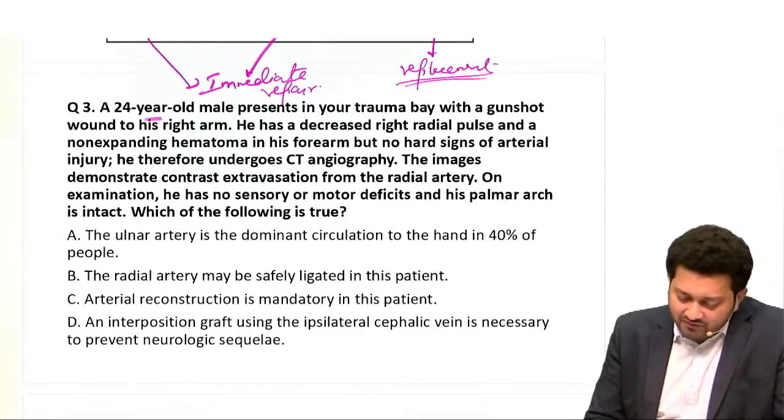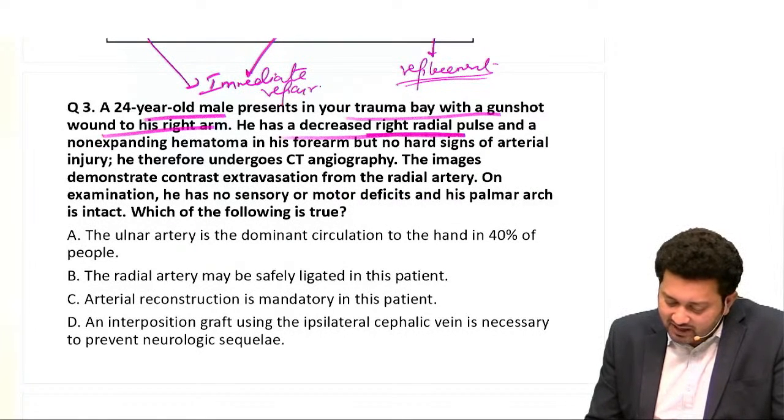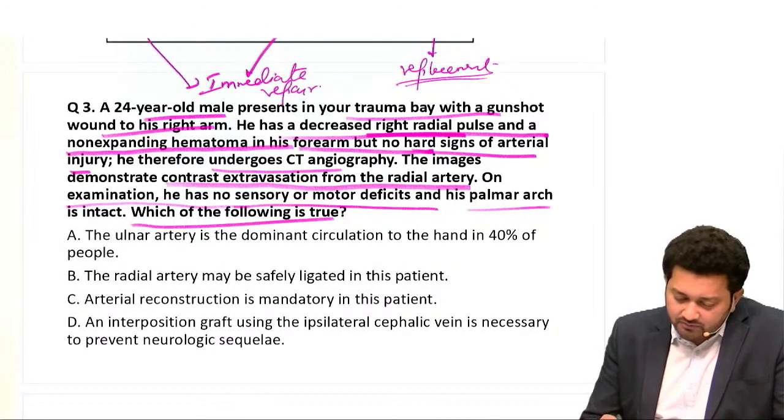Okay, next question. A 24-year-old male with a gunshot wound to his right arm, decreased right radial pulse and a non-expanding hematoma in the forearm. No hard signs of arterial injury. Undergoes CT angiography. Contrast extravasation from the radial artery. On examination, he has no sensory or motor deficit in the palmar arc. Which of the following is true?